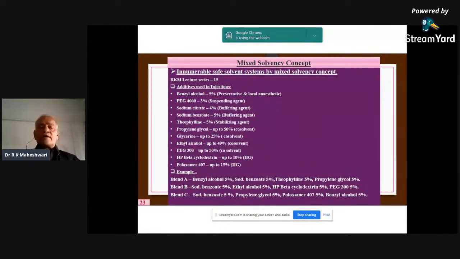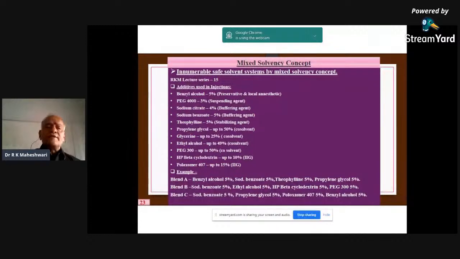If you refer to the Inactive Ingredient Guide, you will find that HP beta cyclodextrin can be used up to 10% in formulations. In injection, Poloxamer 407 can be used up to 15% as per the IIG. Whatever additives you are seeing here are employed safely in injections.